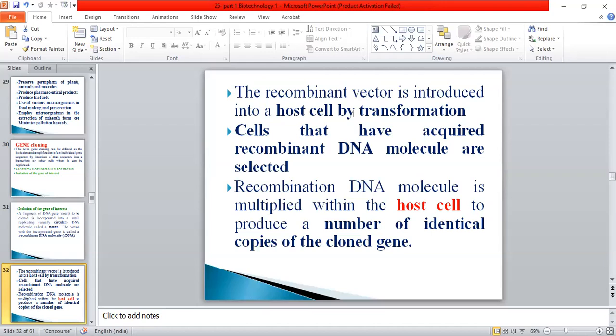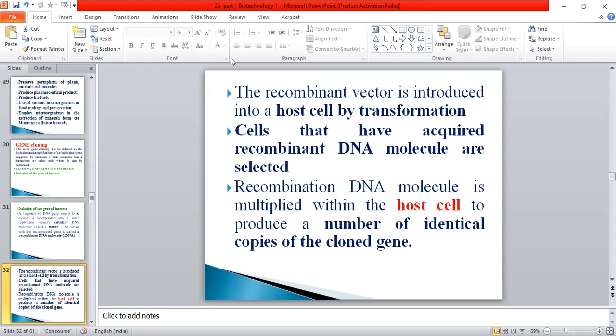So a very minute quantity, that is 20 microliter or less than 20 microliter, so 2 microliter, like that. That component will be easily inserted. That is also transformation, which takes place from the outside to inside the cell. So the cells that have the recombinant DNA molecules are selected. The recombinant DNA molecule is multiplied within the host cell to produce a number of identical copies of the cloned genes. Last class we saw it.